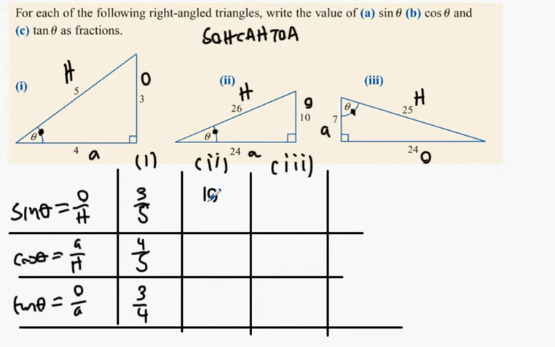Okay, for question 2, 10 over 26 for sine. For cos, 24 over 26, adjacent over hypotenuse. It's okay. And then tan, 10 over 24. Is that alright?